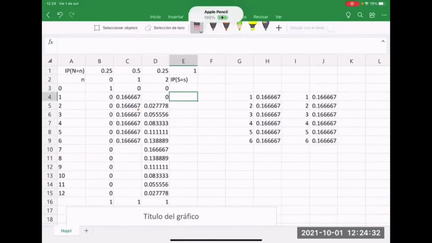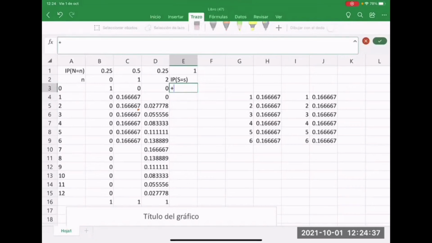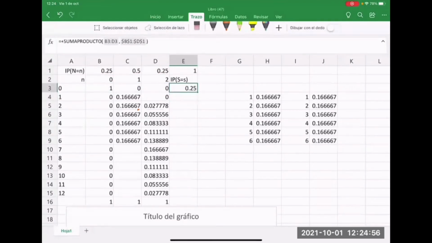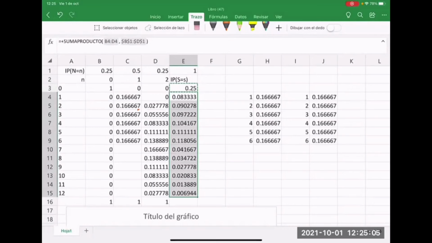So by virtue of the theorem of complete probability, all we have to do here is to use the function sum product of this here with this here. And then we need to fix this range here, and that's it. And then all I have to do is to copy this formula and put it in all these cells. And finally, I can just compute the sum of what I just did.